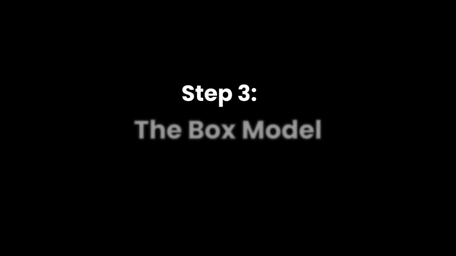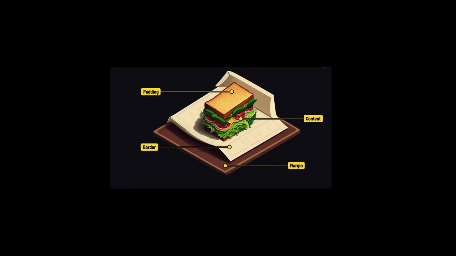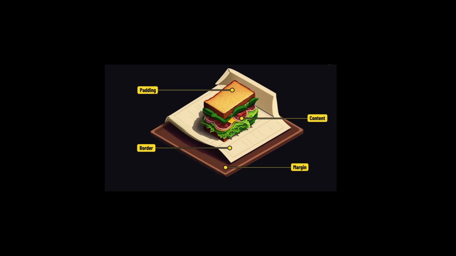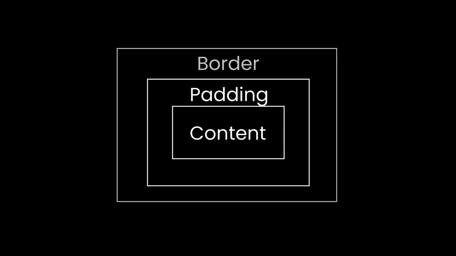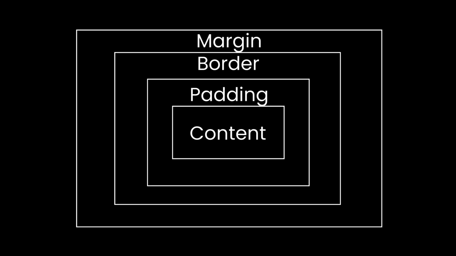Step 3. The box model. The CSS box model is the fundamental concept of layout design. It consists of four main things. Content, the actual content, that is the image or the text. Padding, the space between the content and the border. Border is the boundary that surrounds the padding and the content. Margin is the space around the border separating the element from other elements. In CSS, you have to think of everything as a box.